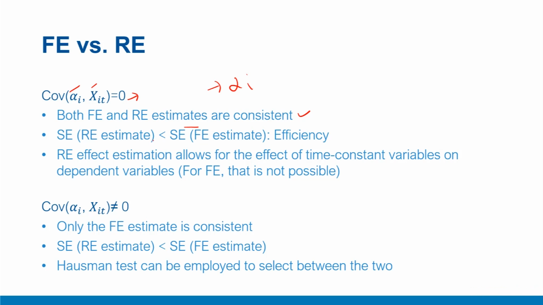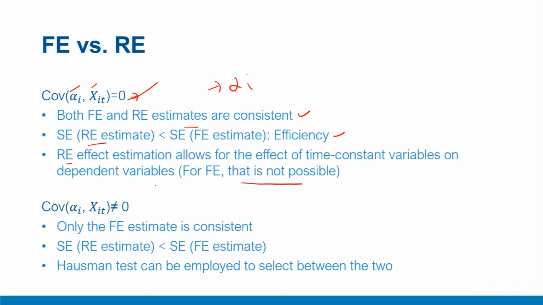However, as we noted earlier, the efficiency of random effect is higher because the standard error of the random effect estimate is lower than the fixed effect estimate. In fact, it is lower than first difference as well as pooled estimates, if this condition holds true. And therefore, in this case, we choose random effect over fixed effect because both the estimates are consistent, but the efficiency of random effect is higher. Also, one advantage is that random effect estimation allows for the estimation of time constant terms on dependent variables. For FE, that is slightly more tricky and not so easily possible.